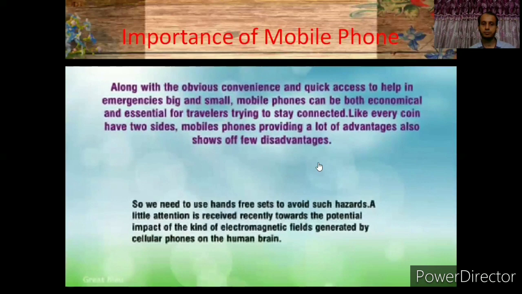A little attention has been received recently towards the potential impact of the kind of electromagnetic fields generated by cellular phones on the human brain.